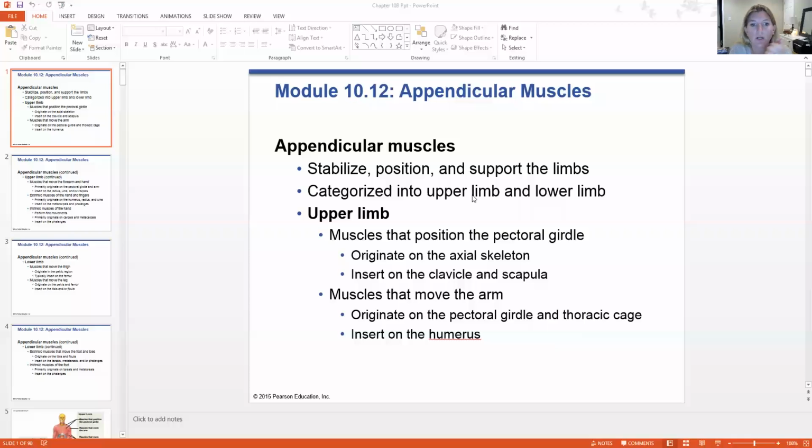Hi class, we're back with the second part of chapter 10 for A&P 1. This is a continuation of the muscular system. We just talked about the axial skeleton. Now we're going to move into the appendicular skeleton. Switch to screen sharing with you, and here we go.